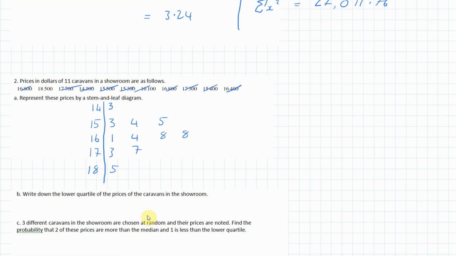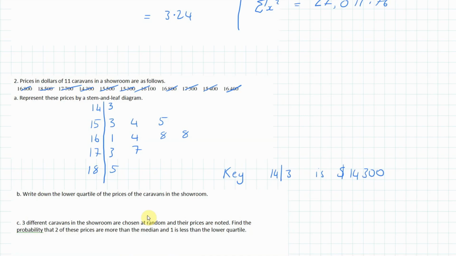And then we got an 18.5. Okay, now when you're doing these, you've always got to show your key. Okay, I would write it like that. So I've got my key. I think that's probably fine.